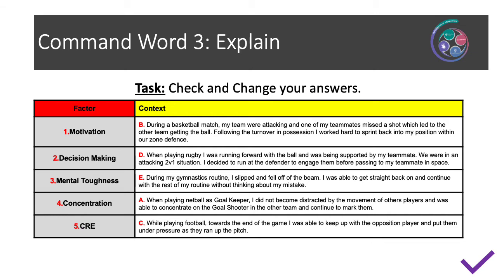Three, mental toughness. During my gymnastics routine, I slipped and fell off the beam. I was able to get straight back on and continue with the rest of my routine without thinking about my mistake. So mental toughness is all about overcoming adversity, overcoming something that's maybe gone wrong. So the fact that this performer slipped and fell off the beam, then they're managing to get back on that, they're overcoming it, they're showing mental toughness. If you've not got that example of something bad happening and then overcoming it, then that wouldn't necessarily be mental toughness.